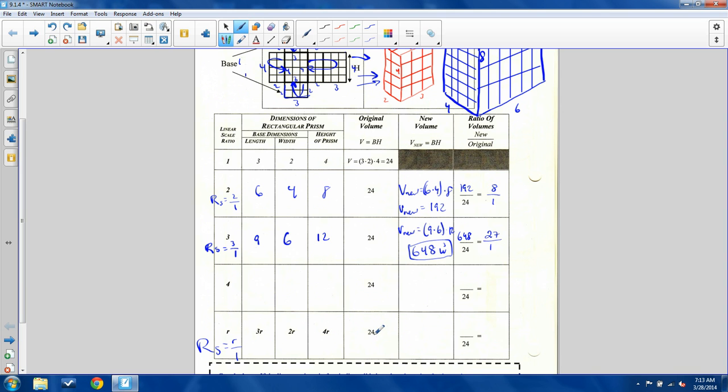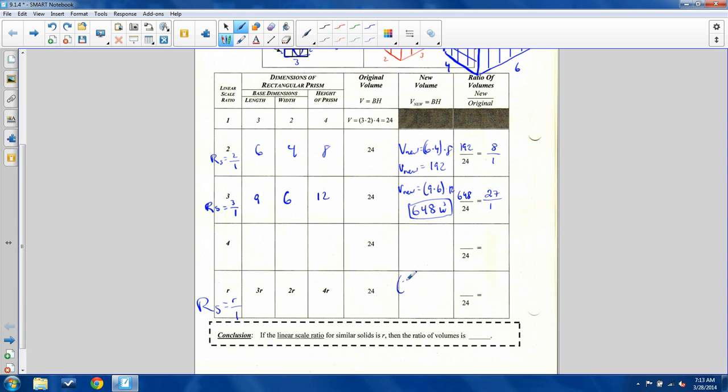So again, the original volume is 24. The new volume is taking the area of the base, 3R times 2R, multiplying it by the height, 4R. Okay, 3R times 2R. Remember, a lot of people are going to say 6R. Remember, it's 6R squared, R times R. 6R squared times 4R is 24R cubed. So this is your new volume.